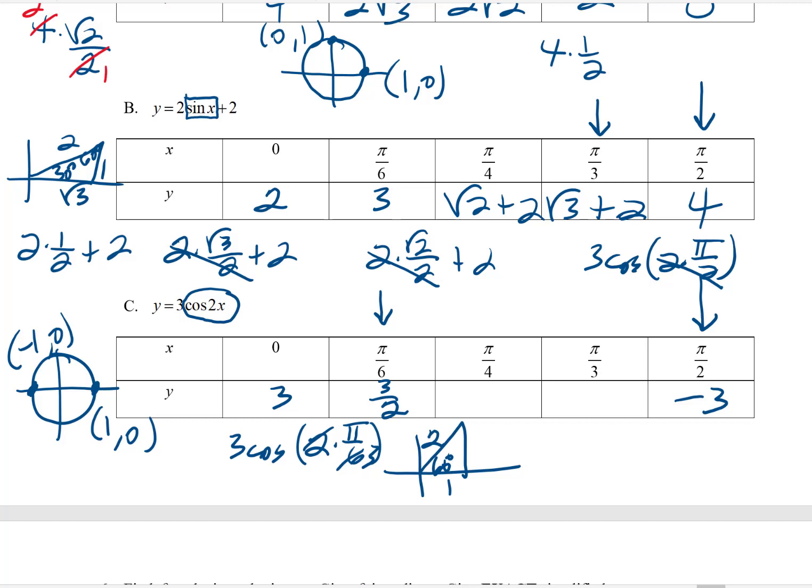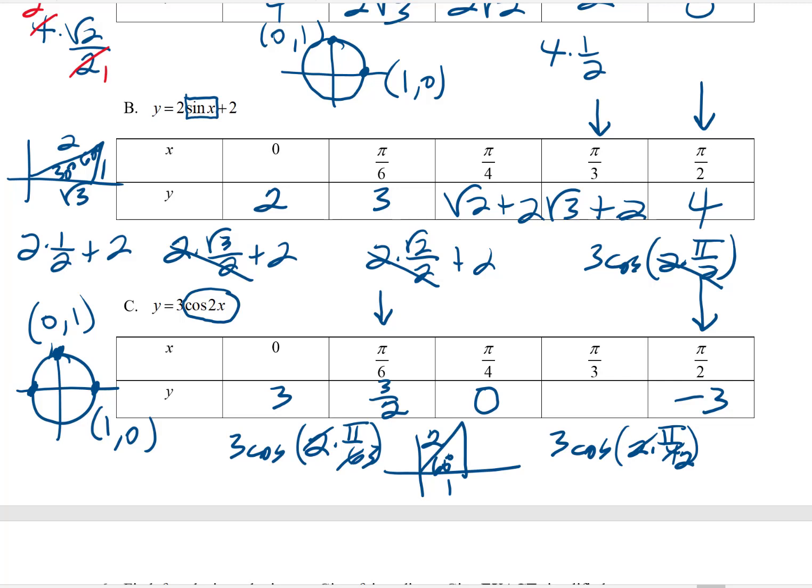How about pi over 4? 3 cosine of 2 times pi over 4. Well, 2 times pi over 4 is pi over 2. That's a unit circle situation. Cosine of pi over 2, I would come up to the top of the unit circle. Here's the point 0, 1. The cosine ratio there is 0, and 0 times 3 is 0.